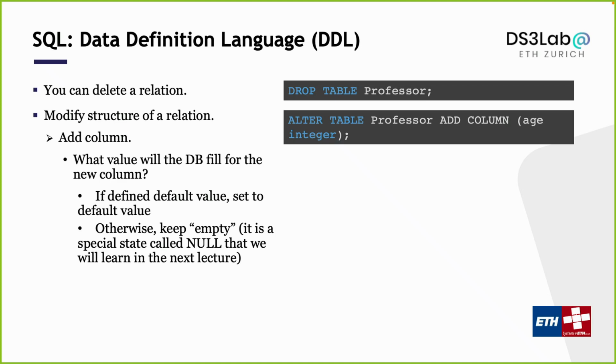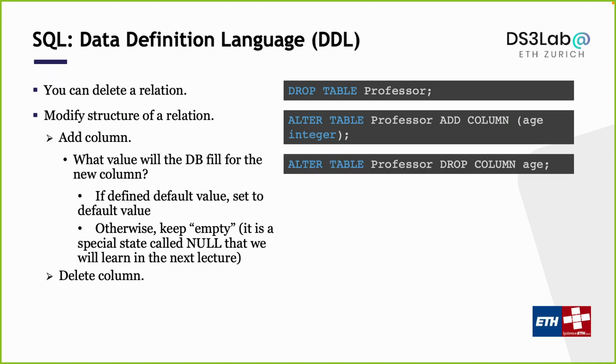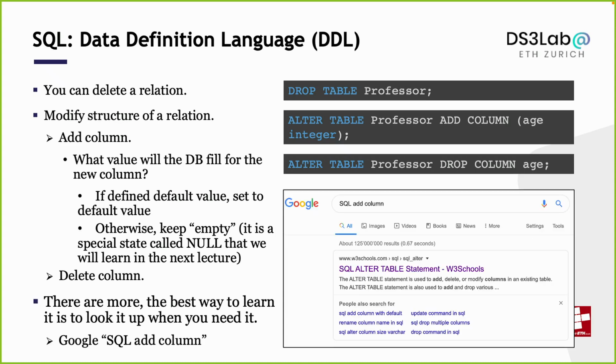But right now, just think in the most natural way that that thing is empty. It means I don't know what the value is, okay? And you can delete a column. You can delete the attribute. You can alter table professor drop column age, for example, right? You can drop a column, yeah.